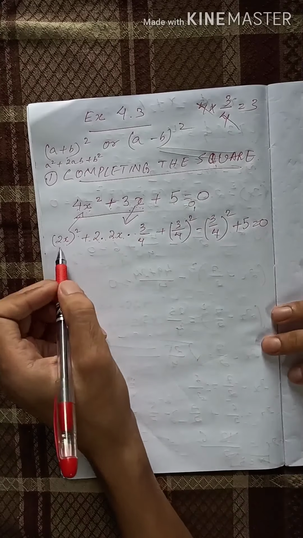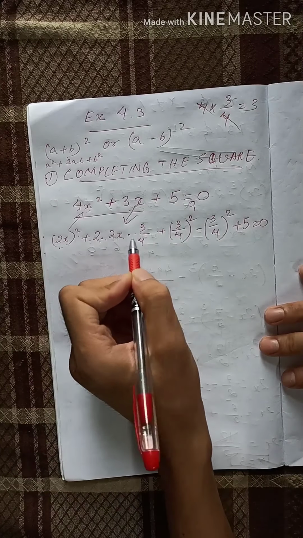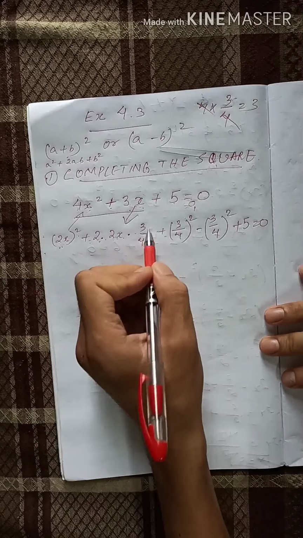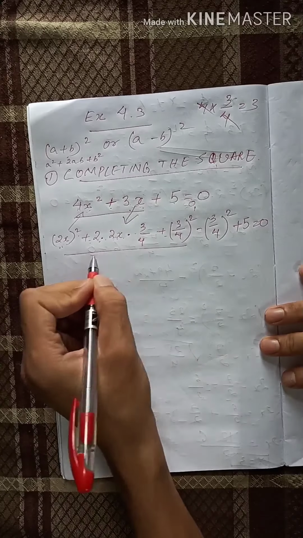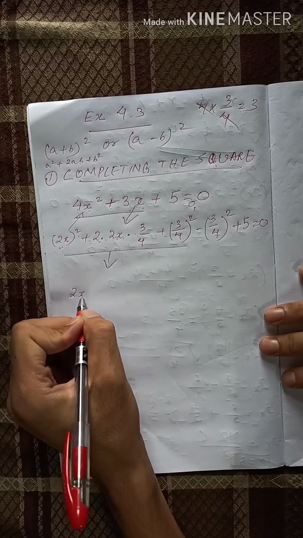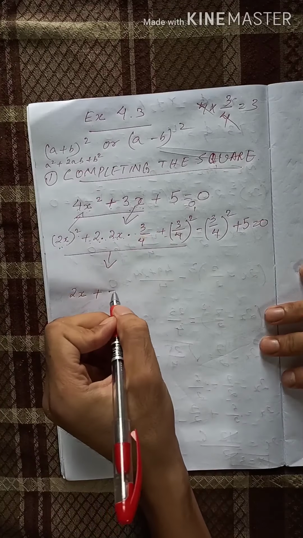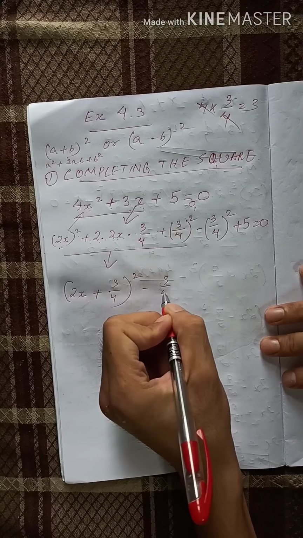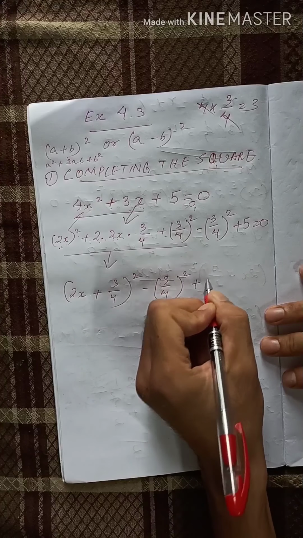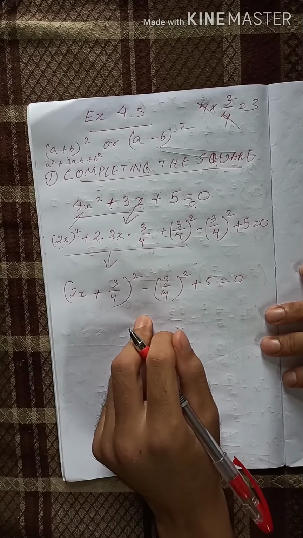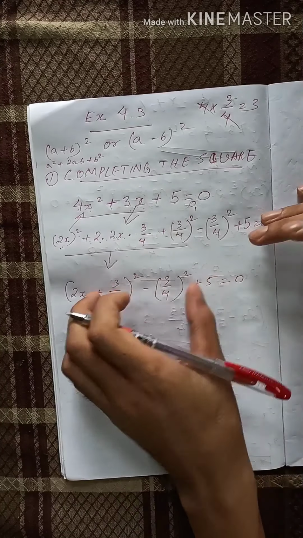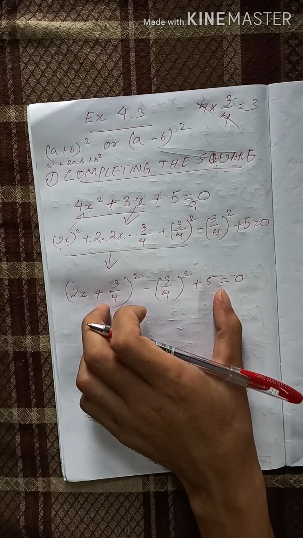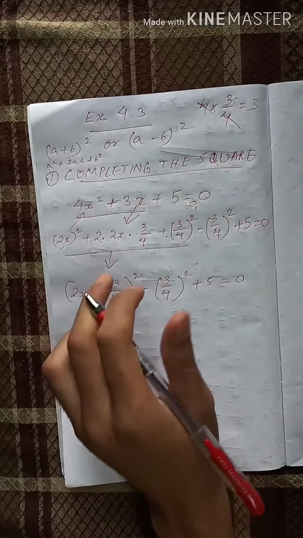So what do we get here? A squared plus 2ab plus b squared. Now what is a here? 2x. What is b? 3 by 4. So this whole term can be written as (a plus b) whole square, that is (2x plus 3 by 4) whole square, minus (3 by 4) squared, plus 5 equals 0. And in this way we will solve the quadratic equation. This is not the complete answer. This is just the method of how we are doing this.